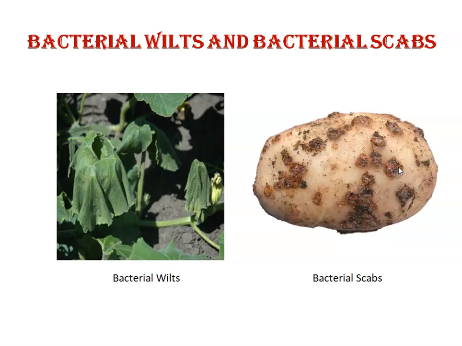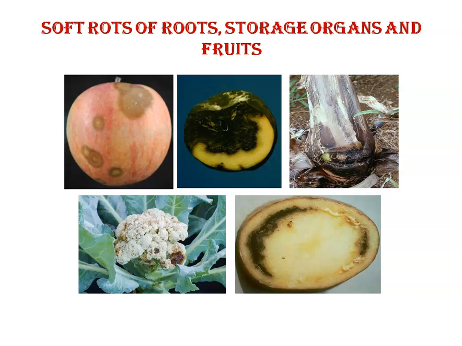So the common symptoms are brown, crusty, corky, or pitted lesions that develop on fruits, tubers, leaves, or stems, depending on the plant. Next is soft rots of roots, storage organs, and fruits. Bacterial rot is a destructive disease that causes plant tissues to become soft, watery, slimy, and often foul smelling due to bacteria that produce enzymes to break down cell walls.